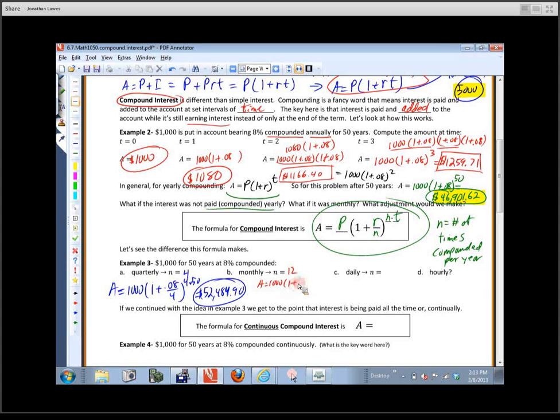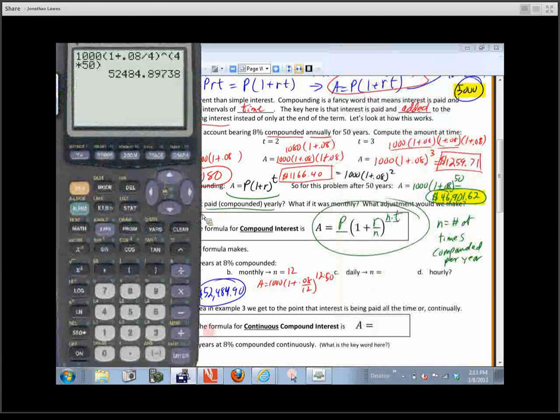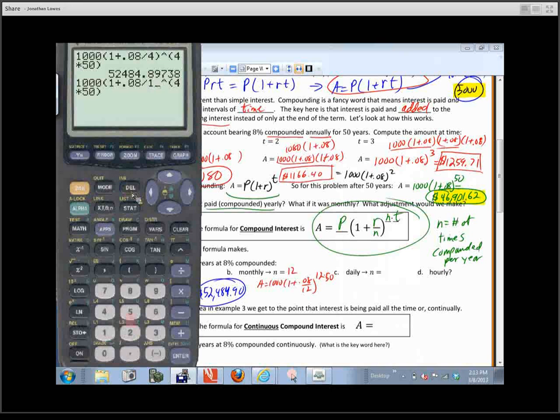1 plus 0.08 divided by 12, raised to the 12 times 50. And again, on the calculator, if you did this the way I told you to, here's what we'd want to do. I'm just going to hit second enter to recall that, and I'll go up here and edit this. I'm going to make that a 12, which means I need to insert. I'm going to make that a 12, which again means I need to insert. So I've got the formula typed in.